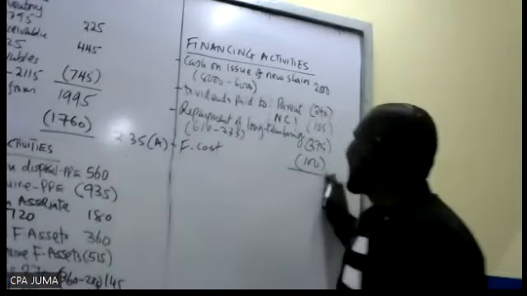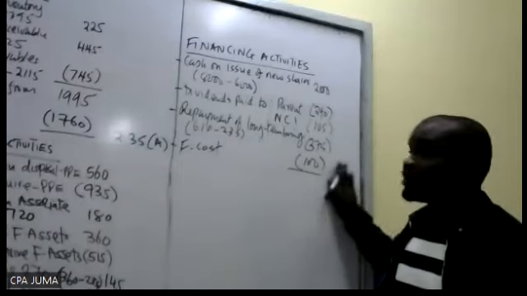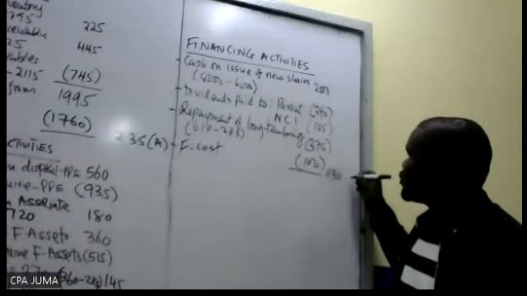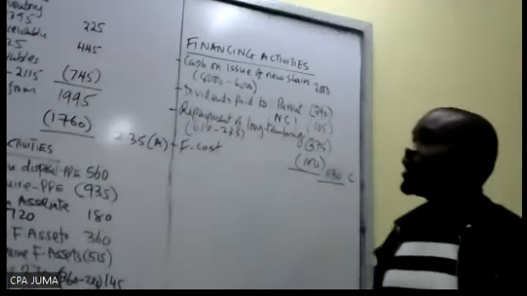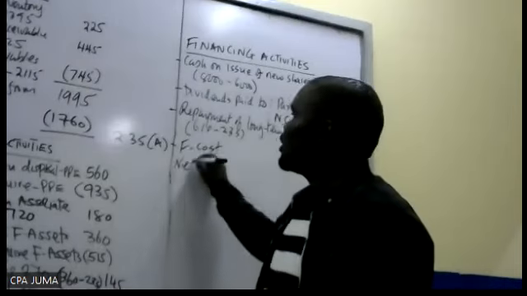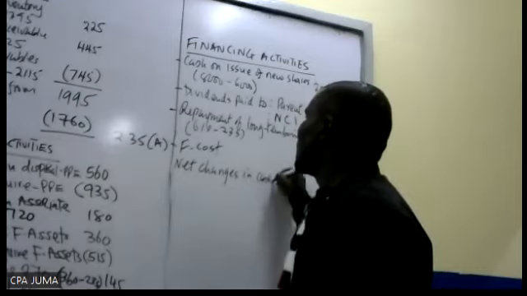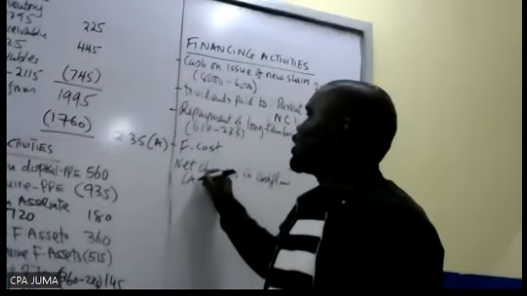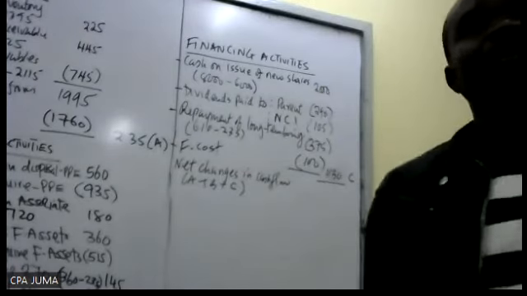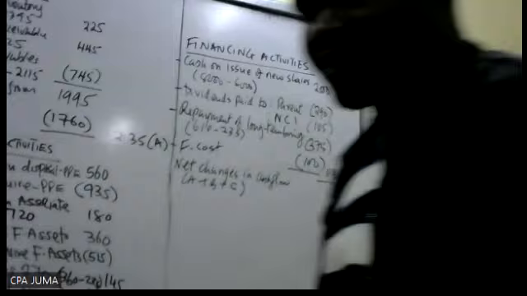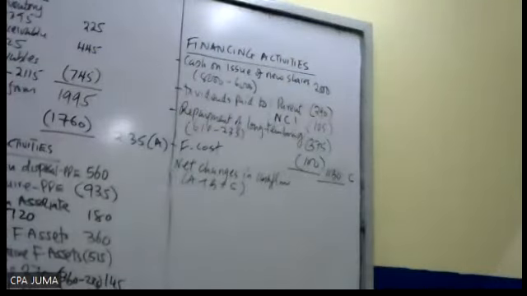1130 positive. Positive 1130, call it C. Now the truth is coming. You know cash flow has its own answer. So say here net changes. Net changes in what? In cash flow. So net changes, you take A plus B plus C. So can you add for me the three? A plus B plus C.